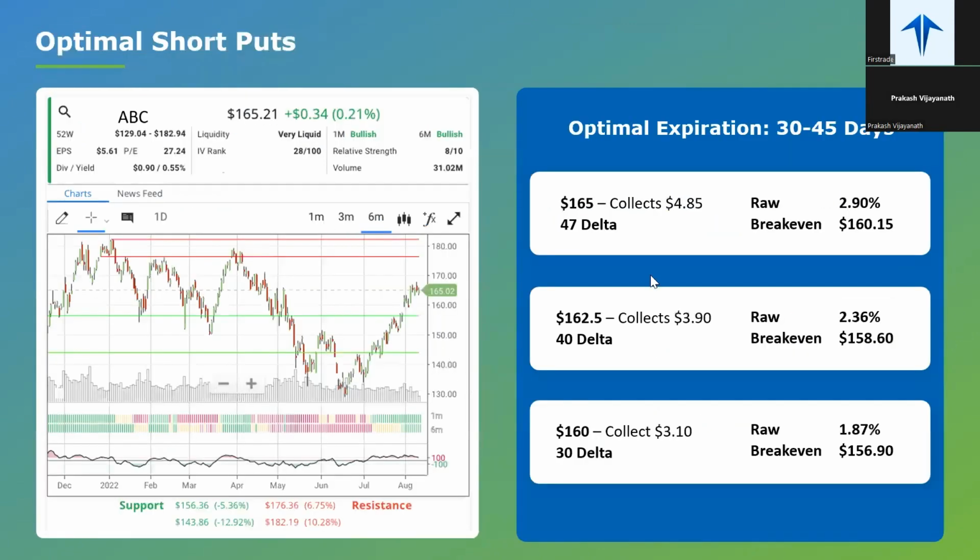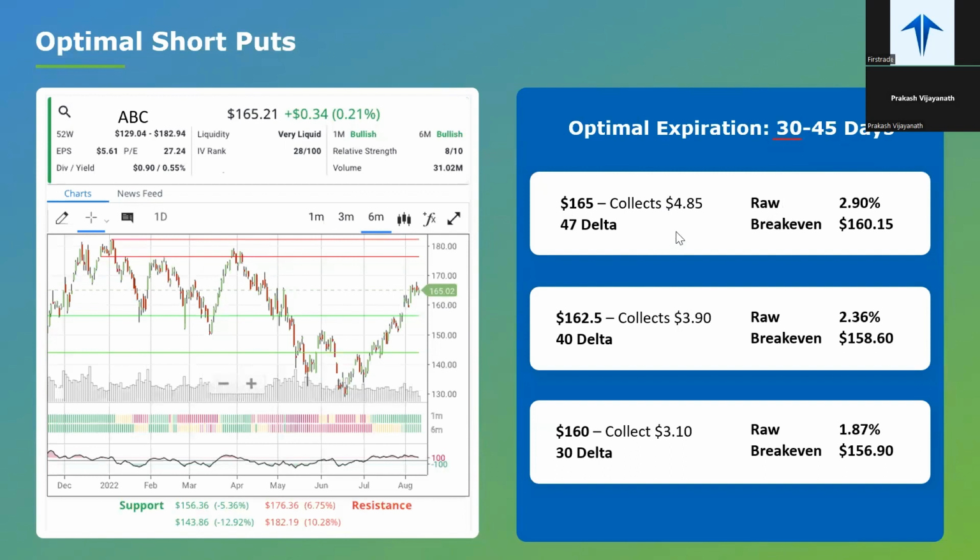Right, so taking a look at the optimal cash secured puts, we have ABC trading at 165, and we have done the backtesting for you. We have tried out different expirations and strike prices from 2008 up until 2022, just to get an idea of what had the best longer-term results. When it comes to the expiration, the most optimal was between 30 to 45 days, but closer towards 30 days. You actually want to be on the closer end to expiration.